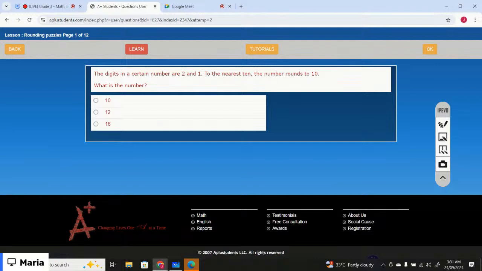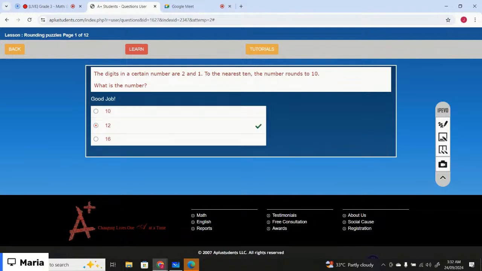Which is the correct option? Very good, 12 it is. Two numbers you can make from the digits 2 and 1 are 21 or 12, right? But 12 rounds to 10, so the correct option is 12.